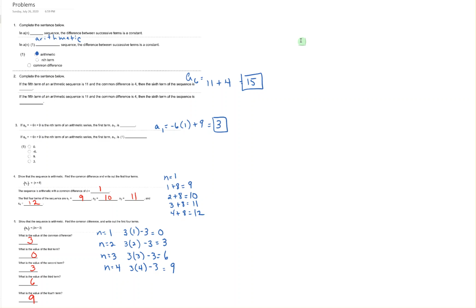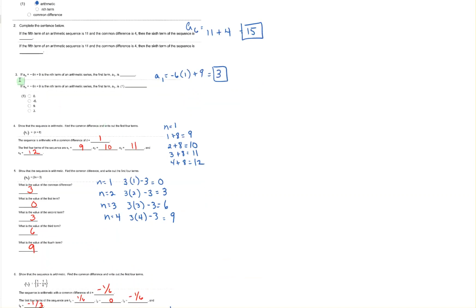If the 5th term of an arithmetic sequence is 11 and the common difference is 4, then the 6th term is 11 plus 4, which is 15, because no matter what, you're going to add 4 to that one. If a sub n is negative 6n plus 9, then the first term is a sub 1, which has to be negative 6 times 1 plus 9, so that would be 3. We just plugged in 1 for the n, and we got 3.